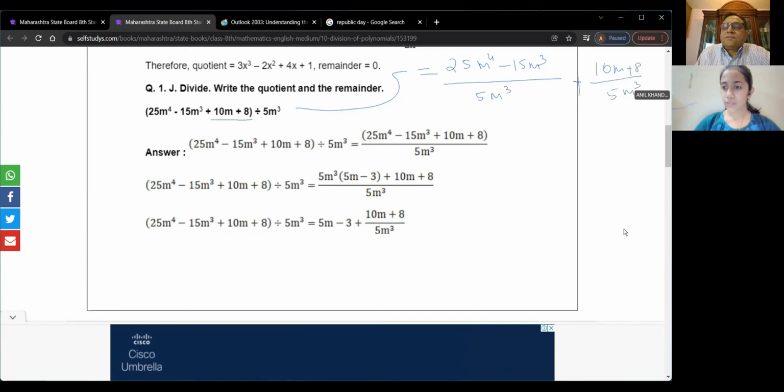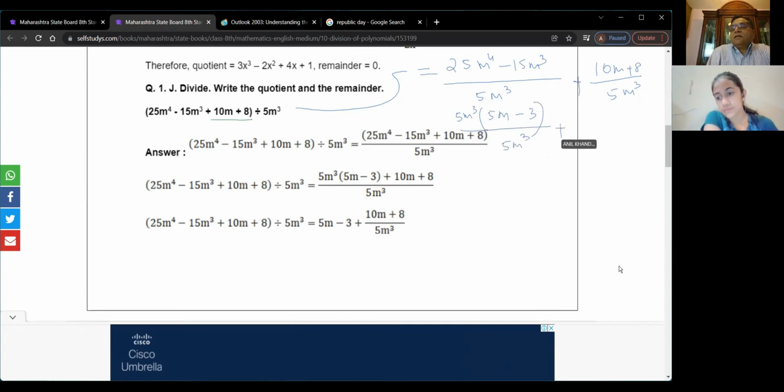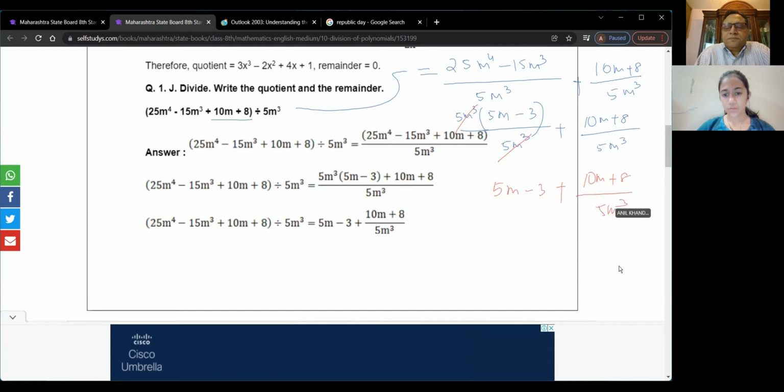Is that okay? Yes. Now, you can simplify these two terms, correct? 5m cube is common in the numerator. So you can take 5m cube, and 25 divided by 5 is 5, and here 3, right? Over 5m cube, plus 10m plus 8 divided by 5m cube. Now 5m cube and 5m cube cancel. You get the quotient 5m minus 3 plus the remainder 10m plus 8 divided by 5m cube. Is that okay? Yes. As shown here. So that is how you are going to do it.